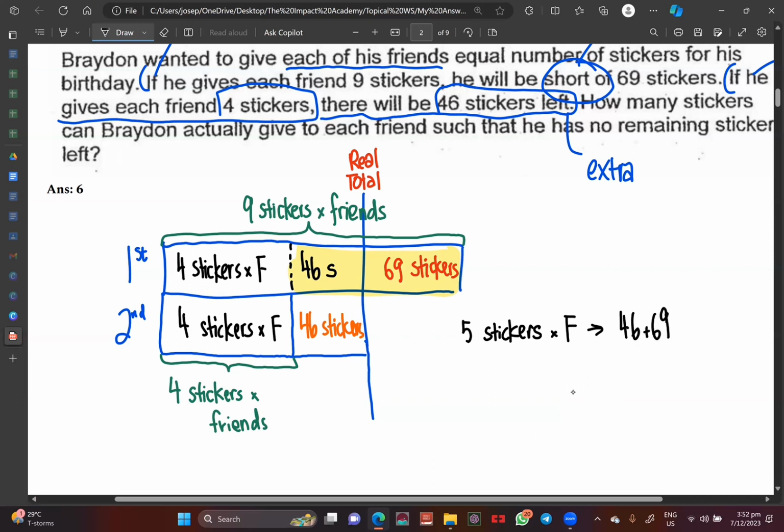Am I making sense? Yes or no? Right, when I do 46 plus 69, I get to 115 stickers. Make sense? Our job is to always get to 1, right?